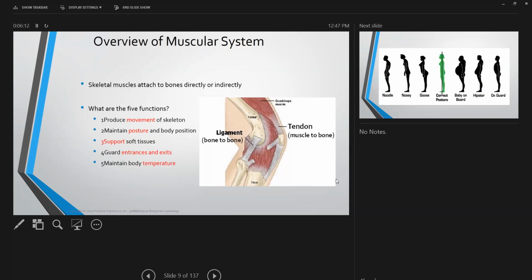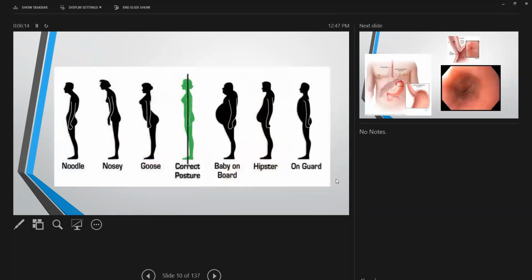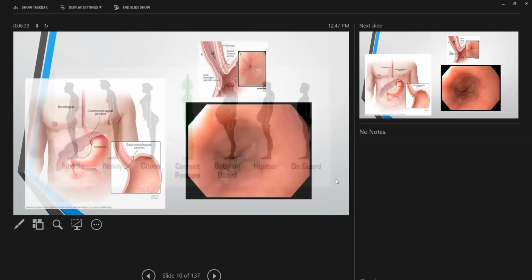So we'll go over some of those as we progress here. Here's just a diagram on posture. Obviously, this gal in the middle has a wonderful posture, which you all have. And then you've got these silly names that are just giving you a guide to what that posture looks like, utilizing a name here.